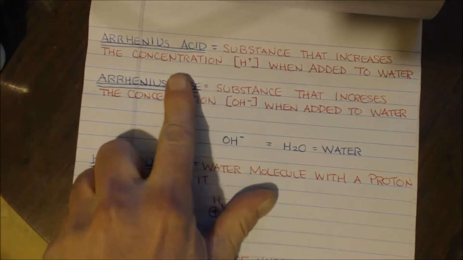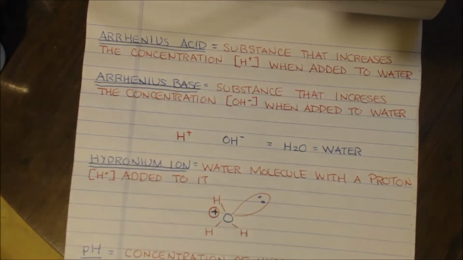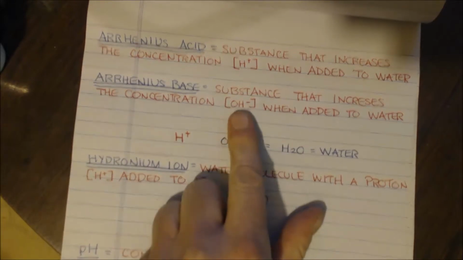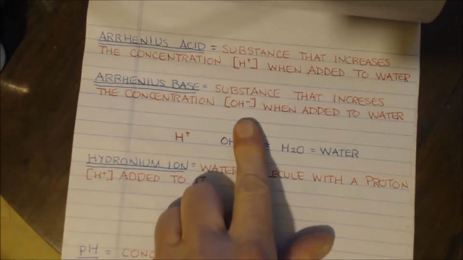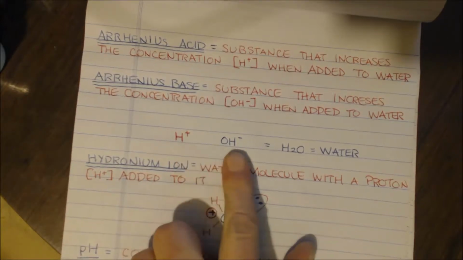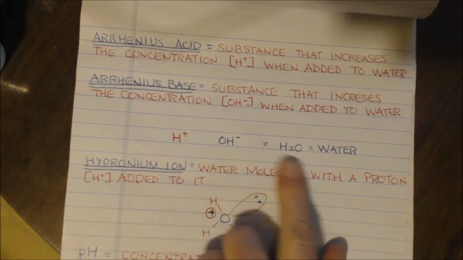So anyways, the first acid we're going to go over is an Arrhenius acid. Basically it's just a substance that increases the concentration of protons when added to water. If you add it to water and you've got more protons than what you started with, then it's an Arrhenius acid. An Arrhenius base is the other side of the water molecule. This is the proton. This is the hydroxide ion, the OH. It's negative. So an Arrhenius base is a substance that increases the concentration of hydroxide ions when added to water. You can see there's the proton, there's the hydroxide. That's a water molecule.